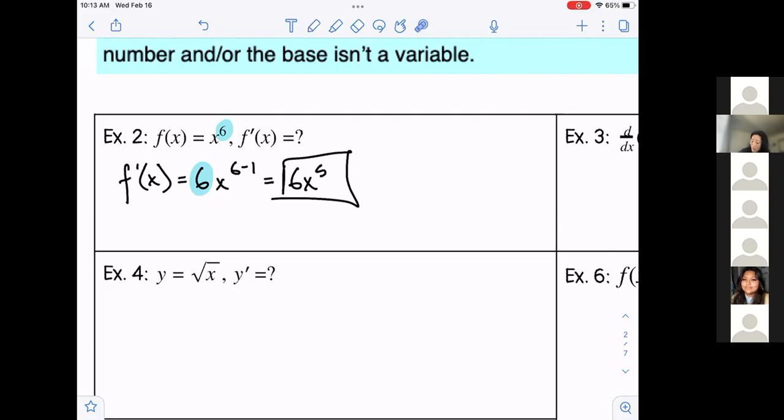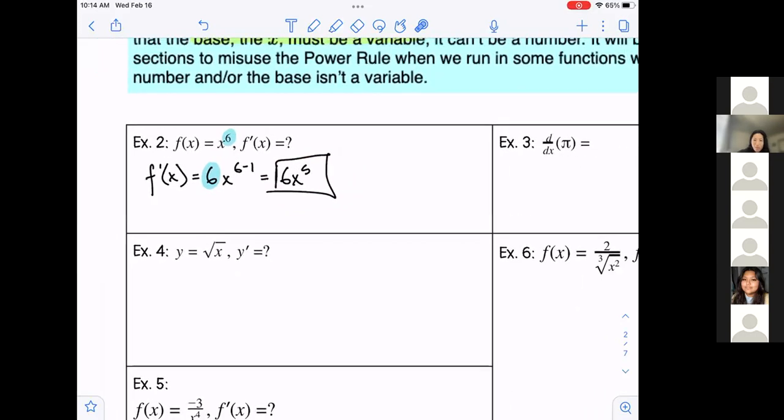What does that mean? If I find the slope at x equals 1 on the graph of x to the 6th, it's 6, because 6 times 1 to the 5th is 6. So this tells us the slope at any point on the function x to the 6th.